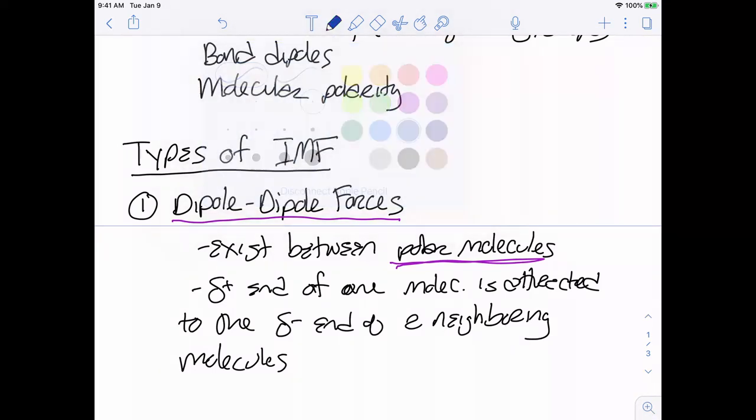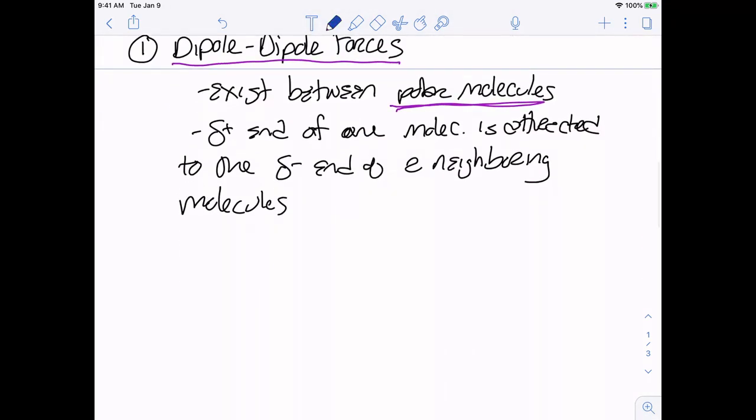An example for us: water. Water is bent. Again, if we drew water as linear, it would be nonpolar, so you do have to know the shape, and if you need to go back and review that, please do. Hydrogen is less electronegative than oxygen, so hydrogens have the partial positive charge. Oxygen gets our partial negative. I just wrote that backwards.